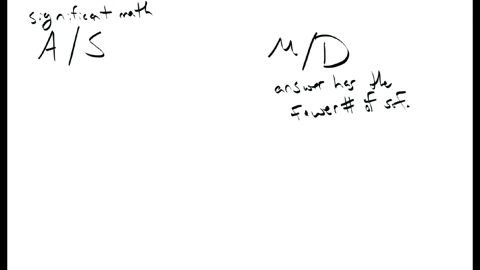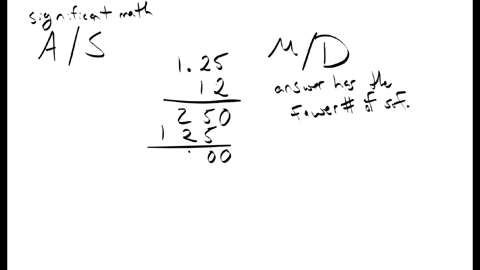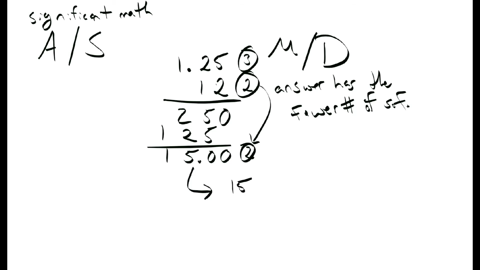So, for example, let's do a slightly more reasonable 1.25 times 12. Now you do your math. So the answer is 15. This here has 3 sig figs. This here has 2 sig figs. Your answer can only have 2 sig figs. So the actual answer is 15. Because it has to have the correct number of significant figures.